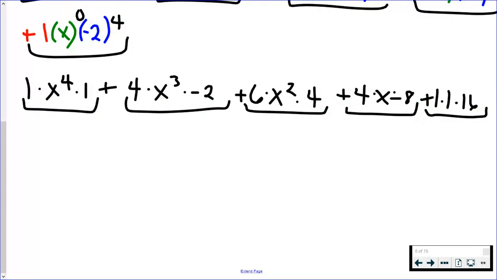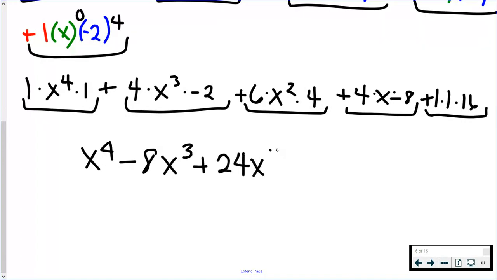Now we simplify. 1 times x to the 4th times 1 is x to the 4th. Next, I have 4 times negative 2 would give me a negative 8 times x to the 3rd. Next, I have 6 times 4, which is positive 24, times x squared. Next is going to be a negative because I have 4 times negative 8 times x. 4 times negative 8 is negative 32. And finally, 1 times 16.